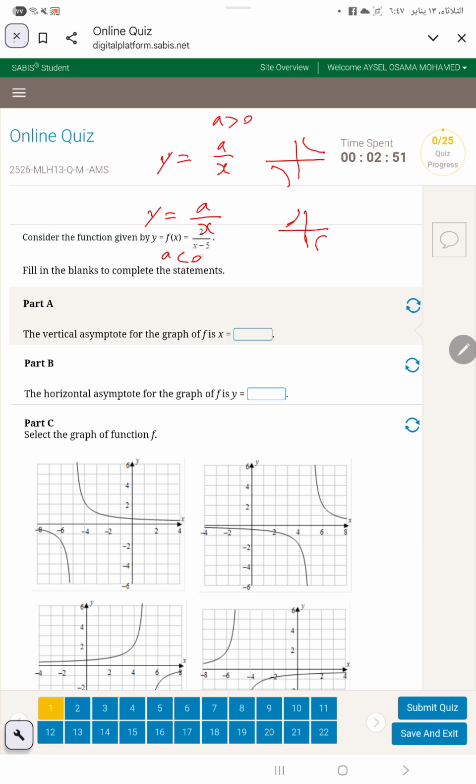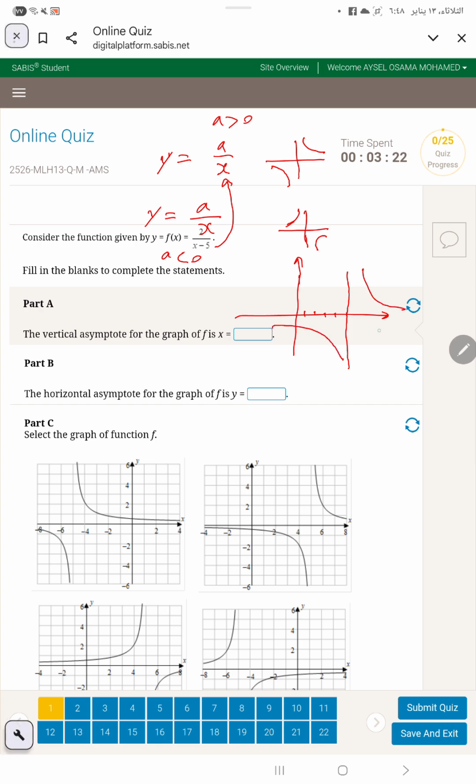But what's going to happen if you replace x by x minus 5? In this case, the parent function will be shifted to the right. It will be shifted 5 units to the right. So the parent function will become like this: 1, 2, 3, 4, 5. So here is the asymptote. So the function would seem like this.